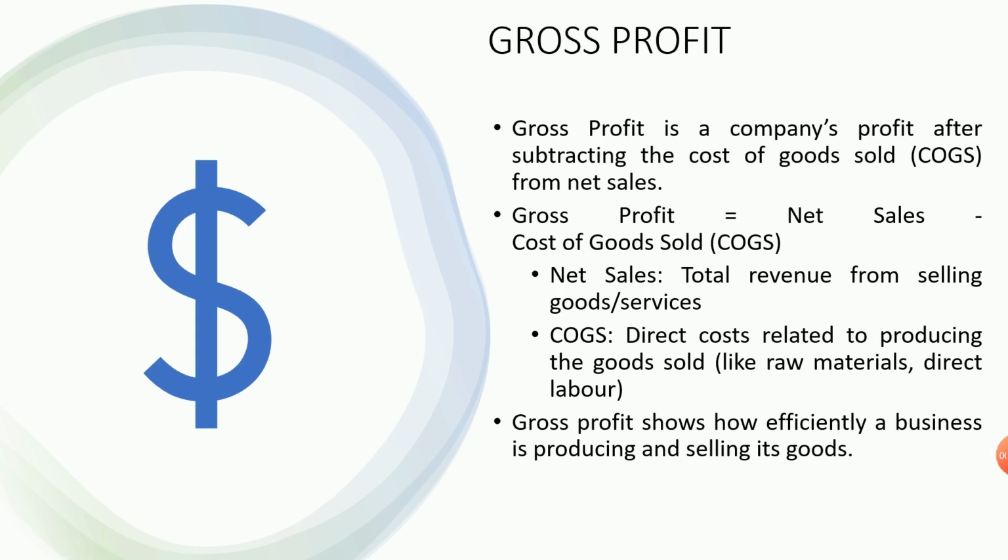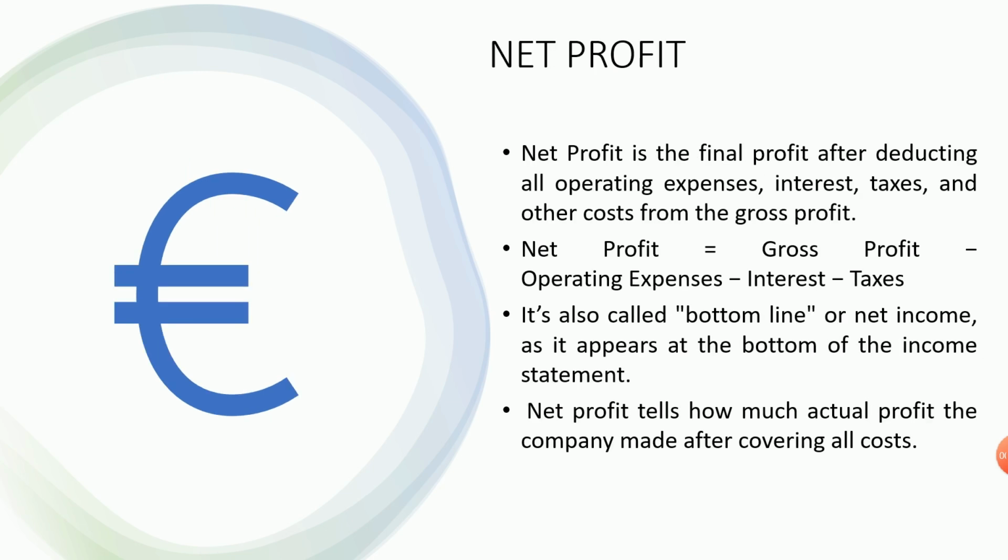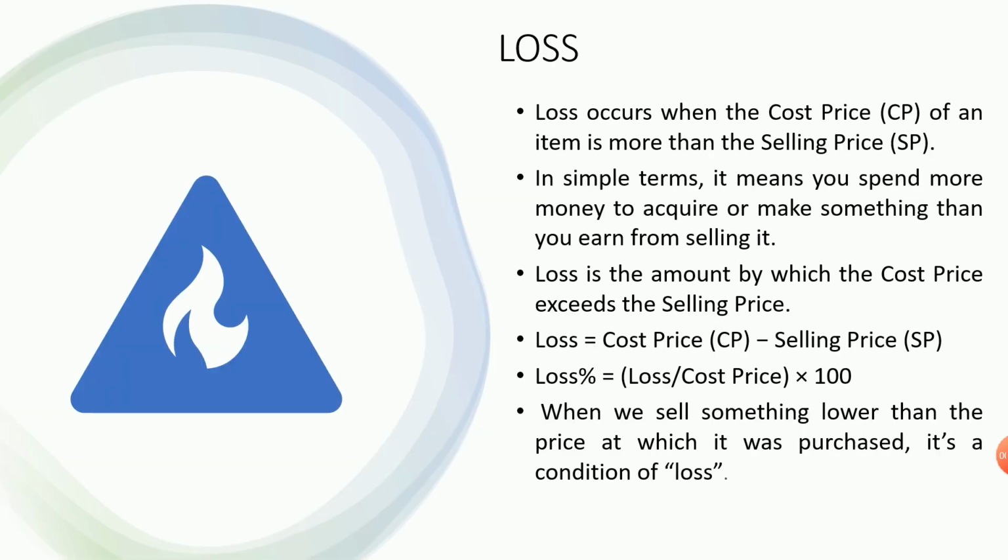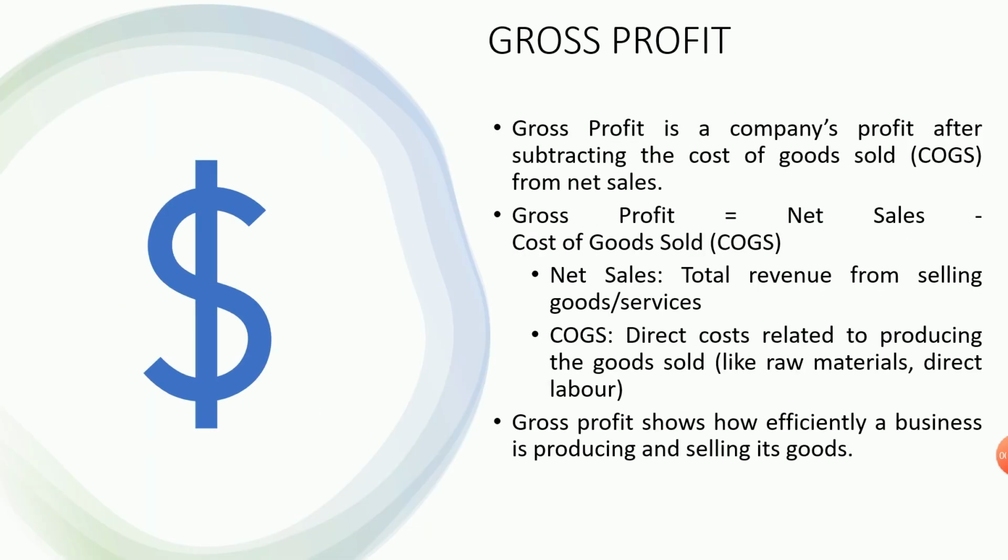Next, moving on, gross profit. In profit itself, we have gross profit and net profit. So what is gross profit? Gross profit is a company's profit after subtracting the cost of goods sold from net sales. See, net sales means total revenue. Net sales is the total revenue from selling goods and services.